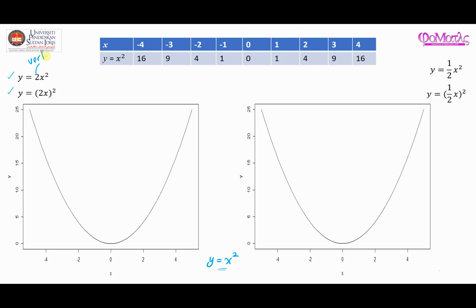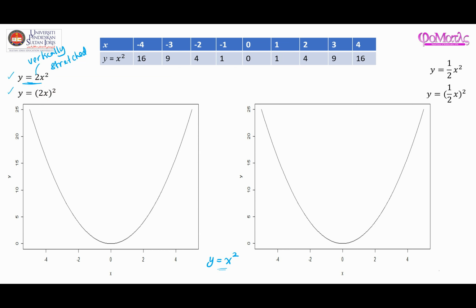You have a graph that will be vertically stretched, and for this one, this is the graph that will be horizontally compressed. Okay, so first let's look at this one first.